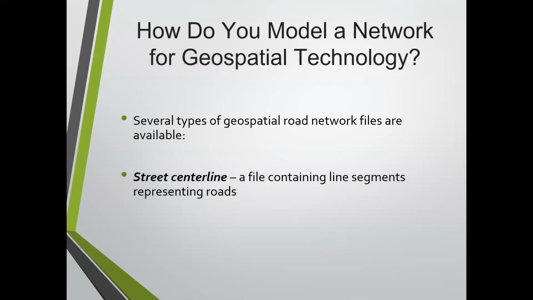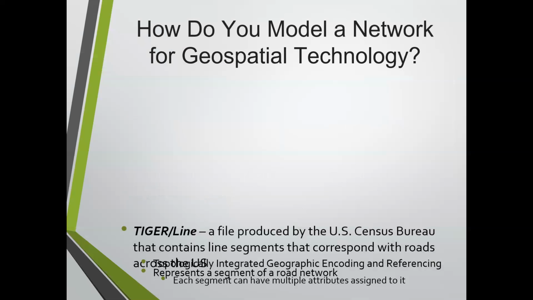All right, so we have what's called a street centerline, and this is a file that basically contains your line segments representing your roads, and it would also have your junction information. It'll contain different types of roads depending on who created it. So you might have the arterials and the collectors, and then maybe even more local roads. So if you're looking at different levels, you can get different amounts of information.